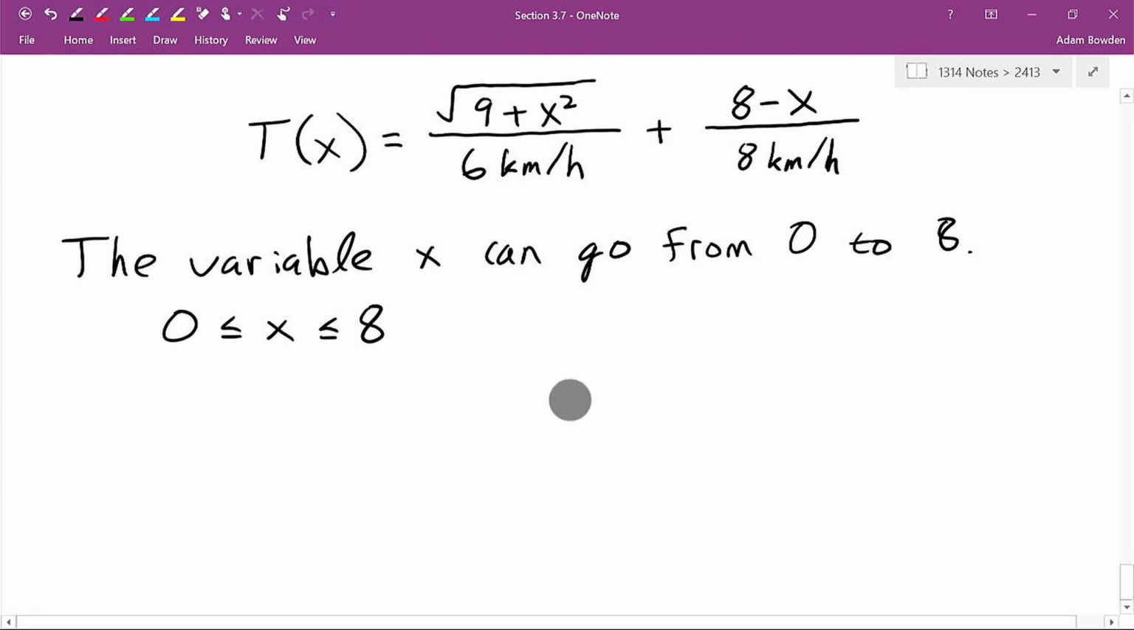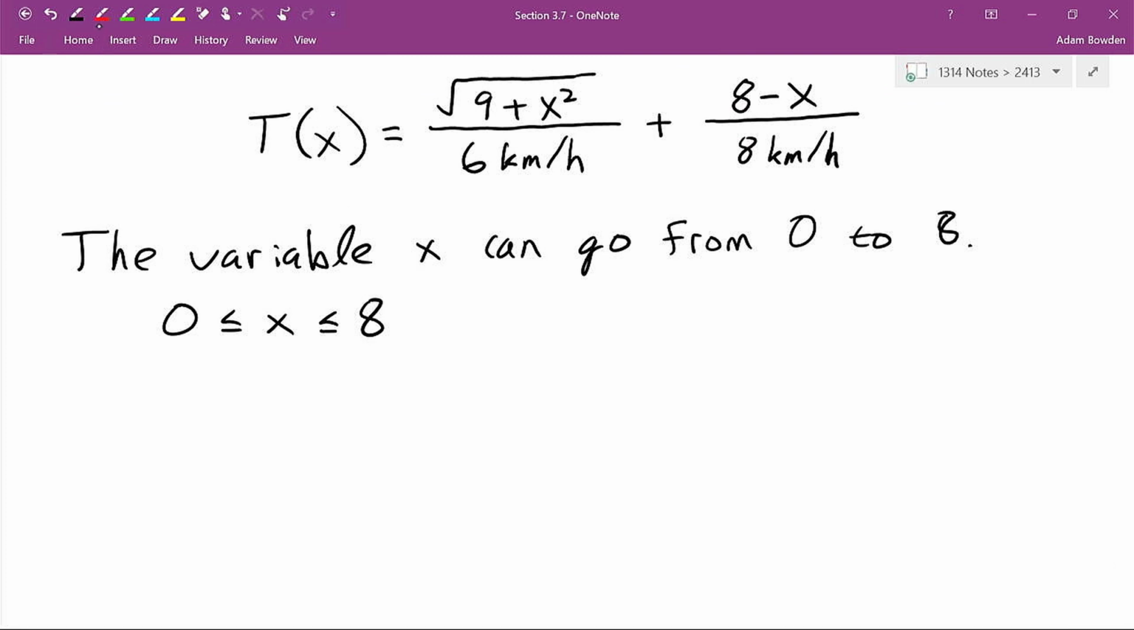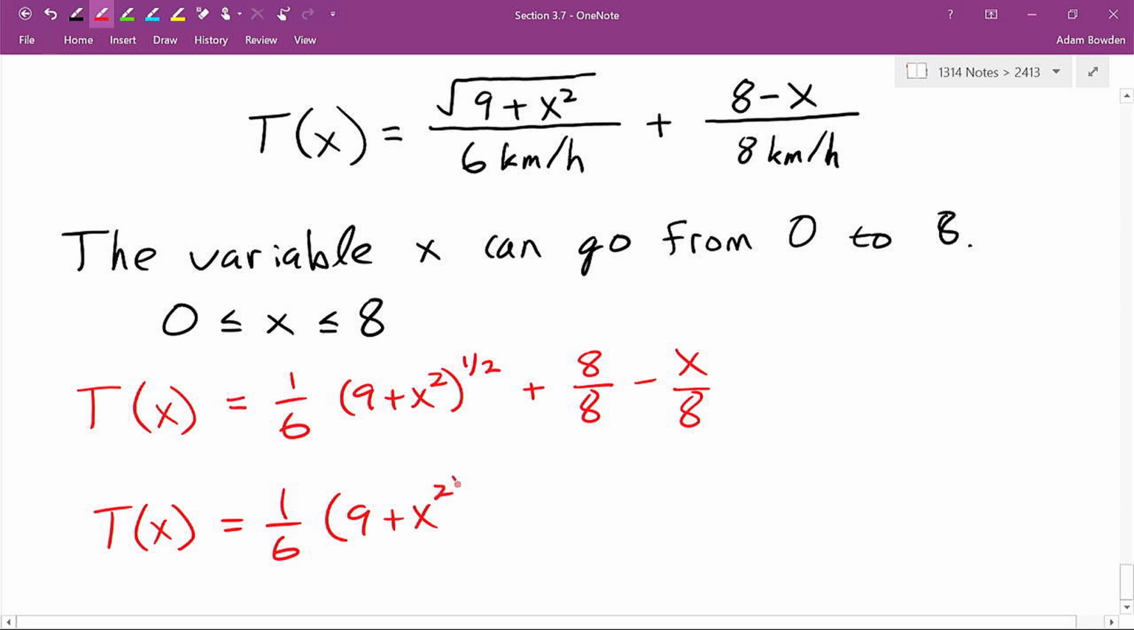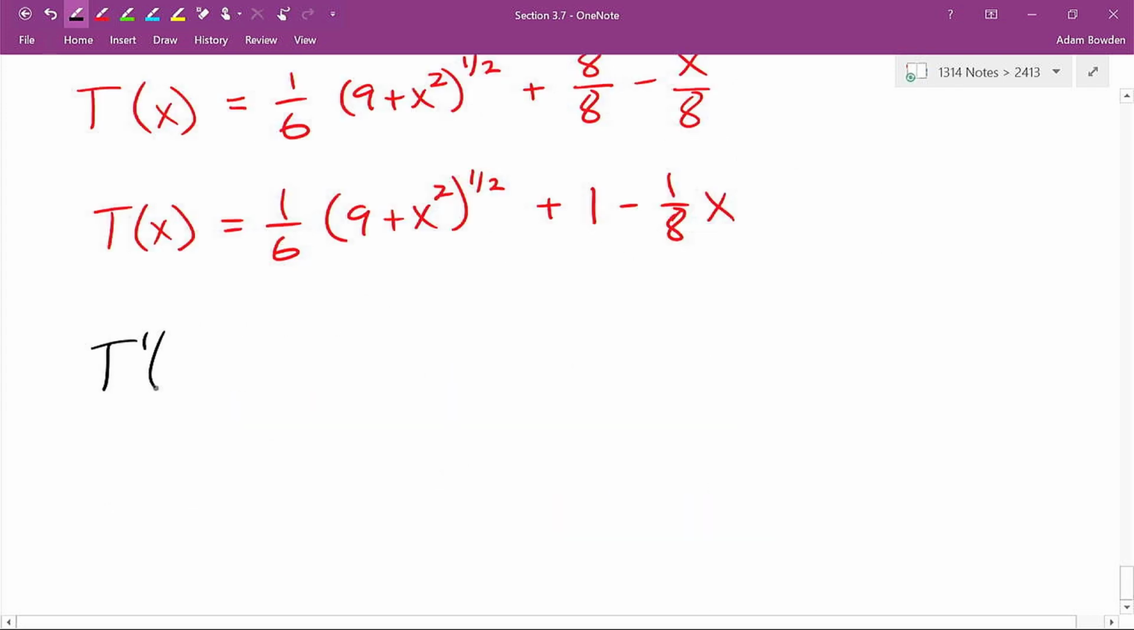Since we're trying to minimize total time, we're going to have to take the derivative of t. So let me rewrite t as a slightly different function here. Let's write it as 1/6 times (9 plus x squared) raised to the 1/2 power plus 8 over 8 minus x over 8. Or in other words, let's rewrite that as 1/6 (9 plus x squared) raised to the 1/2 power plus 1 minus 1/8 x.